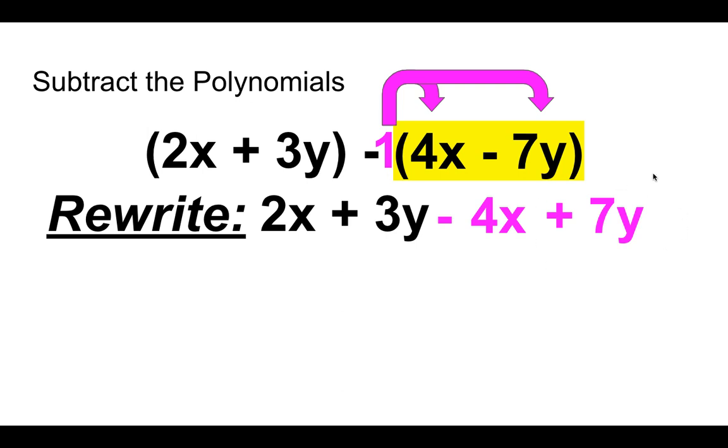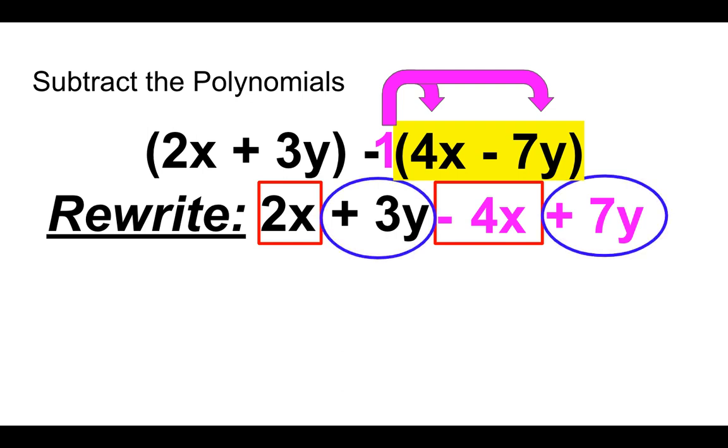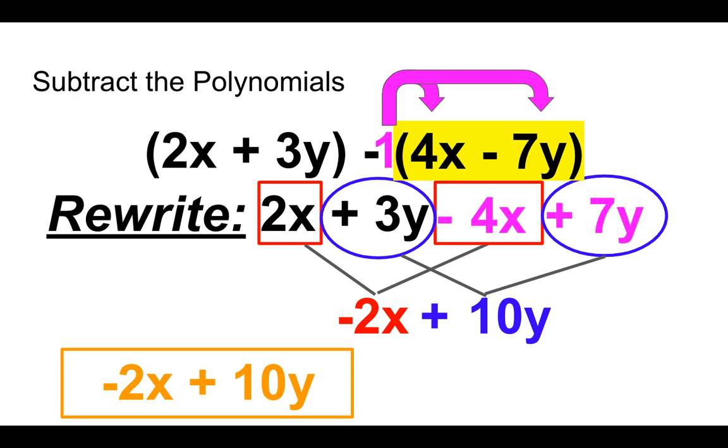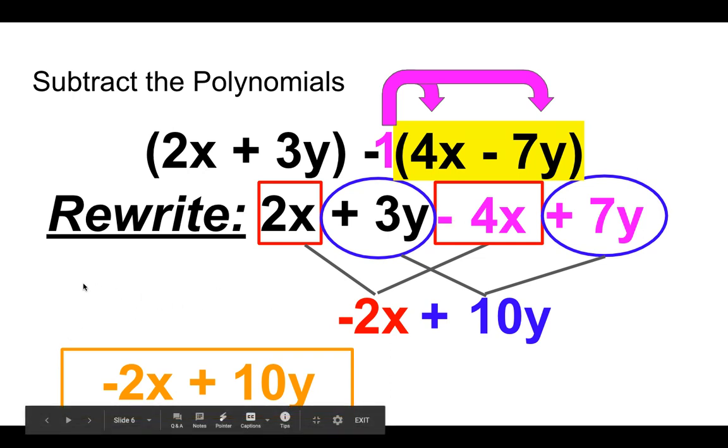Now we are, just like the first video, combining like terms. I notice that I have a 2x and a negative 4x. 2 of something minus 4 of something will give us negative 2 of something. 3y and 7y we can add together as well. 2x minus 4x is negative 2x, and 3y plus 7y is a positive 10y. Notice this answer is different than in the video about adding polynomials. Negative 2x plus 10y.